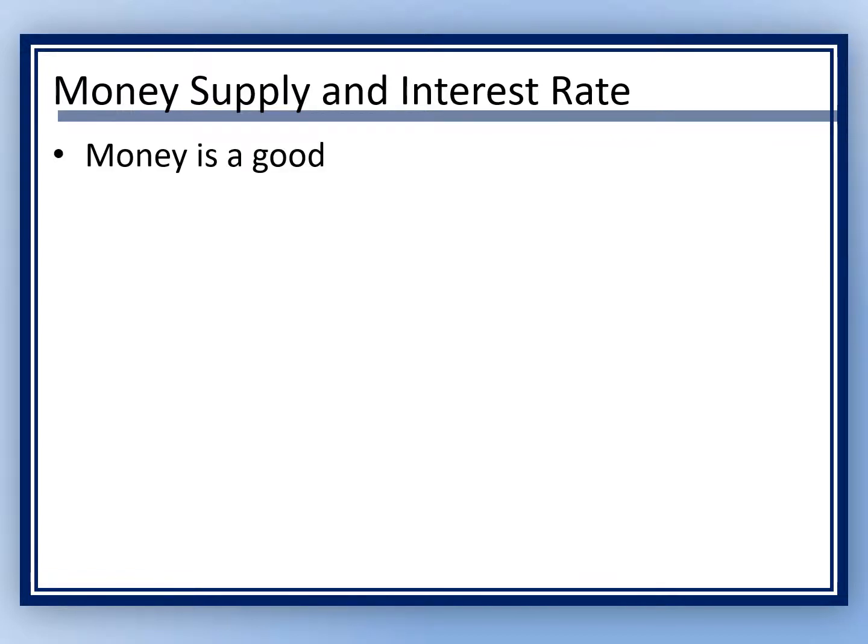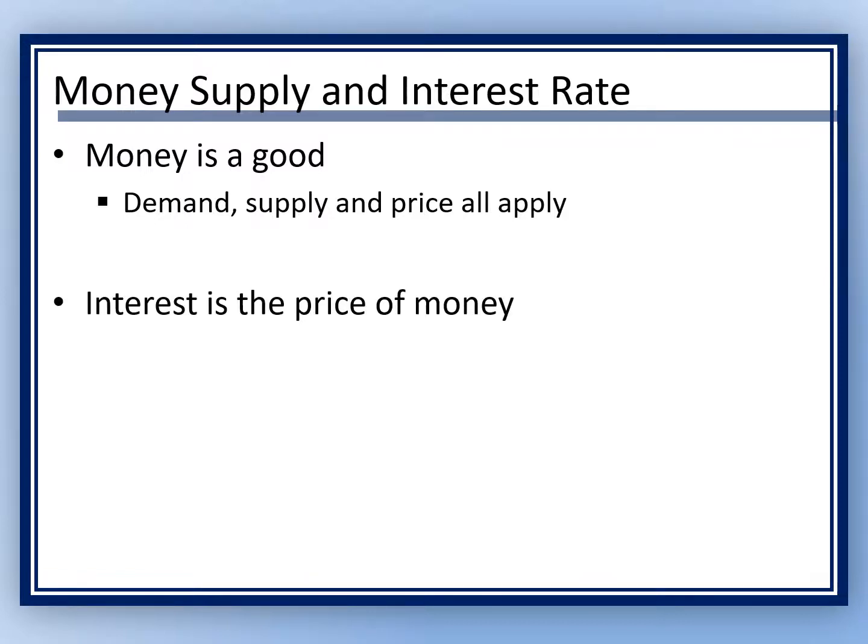So this is all the time we have, so we're just going to conclude: money is a good, right? Which means it is affected by demand and supply, and there is a price for money, right? Interest is the price of money. If you want money, you can borrow, you have to pay a price. What is the price? Interest.